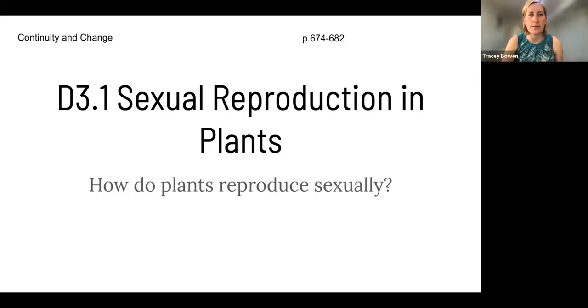All right. Hello, everyone. So we're going to be looking at D3.1. This is related to sexual reproduction in plants, which is part of a bigger unit just related to sexual reproduction. And we want to be thinking about how do plants reproduce sexually, and we want to be thinking about continuity and change. So genetic transfer, also how are they increasing genetic variability?